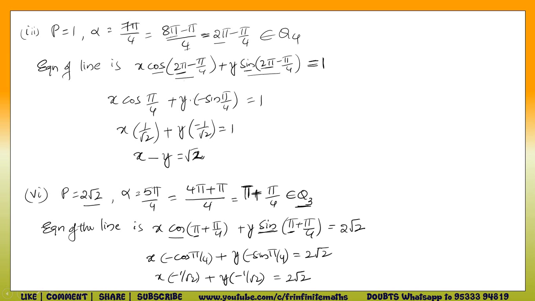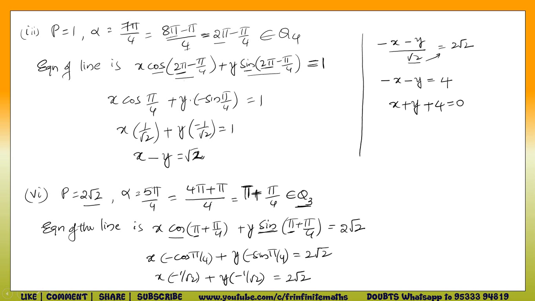Now on taking LCM, what I am going to get? Minus x minus y by root 2 is equal to 2 root 2. On cross multiplication, this becomes minus x minus y is equal to, when I cross multiply, 2 into root 2 into root 2 is 2 into 2, which is nothing but 4. When I transpose everything, I can write it as x plus y plus 4 is equal to 0. So this is nothing but my line equation when P is equal to 2 root 2 and alpha is equal to 5 pi by 4.